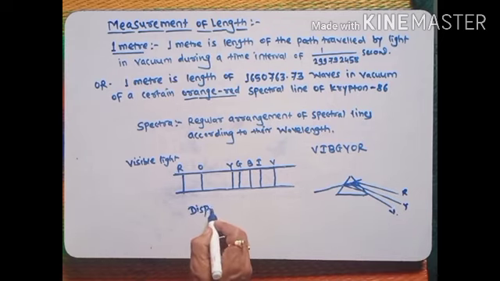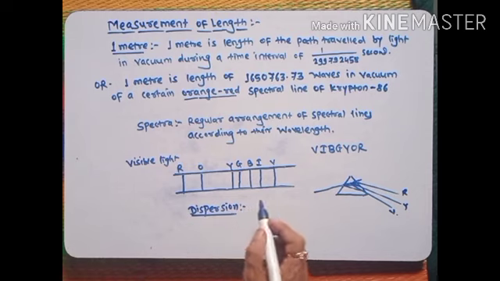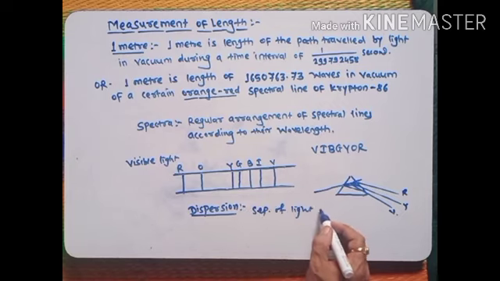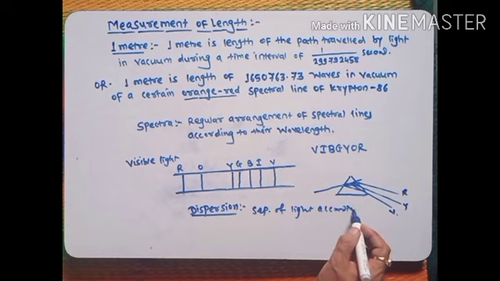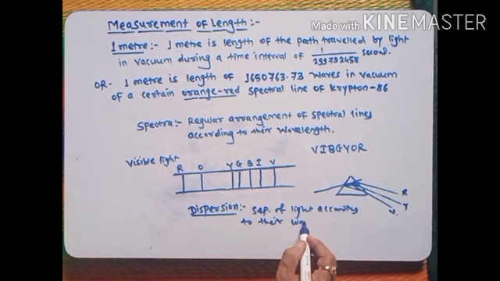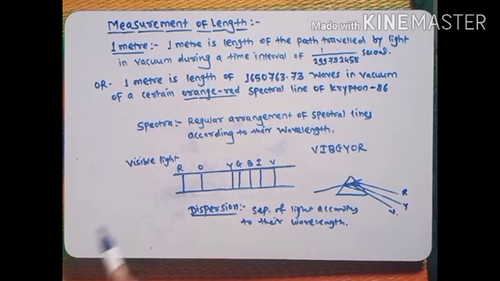Dispersion is actually in the second section, but dispersion means separation of light according to their wavelengths. This phenomenon is in section 2, that is light. Then what is the spectra? Regular arrangement of spectral lines according to their wavelength. These lines we call spectral lines.